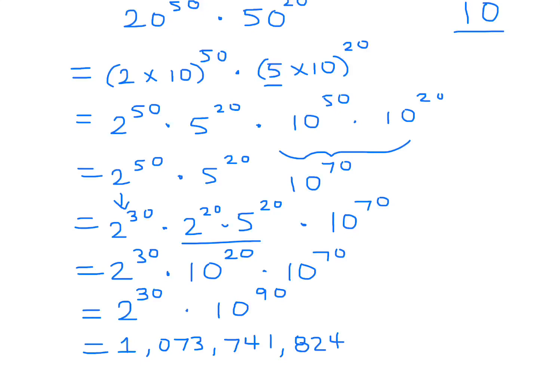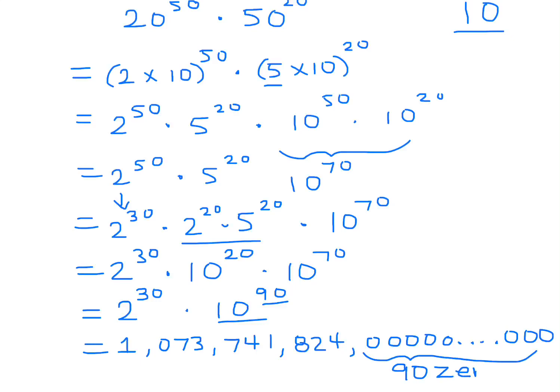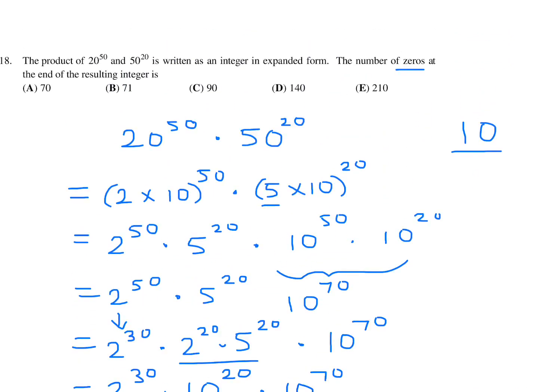And then what 10 to the power of 90 does is it just adds a whole bunch of zeros. Like that. How many zeros does it add? 90. 90 zeros. So that's what the question is asking, that when you write this number out, how many zeros are at the end? And of course the answer is 90. So the answer here is C.